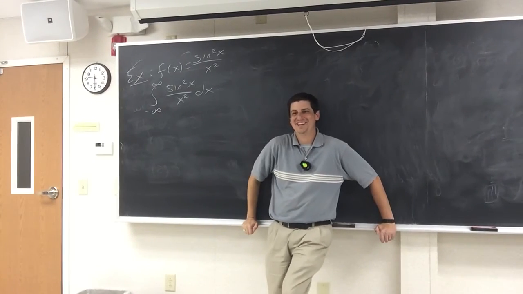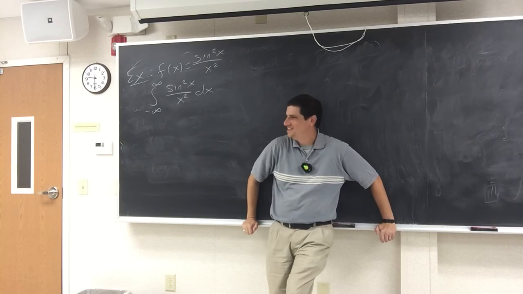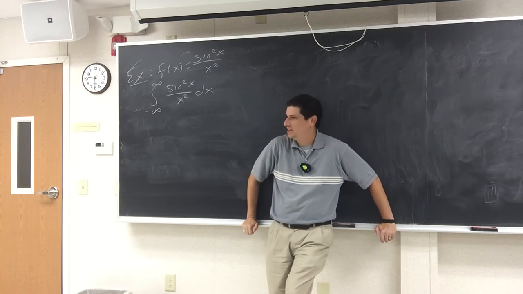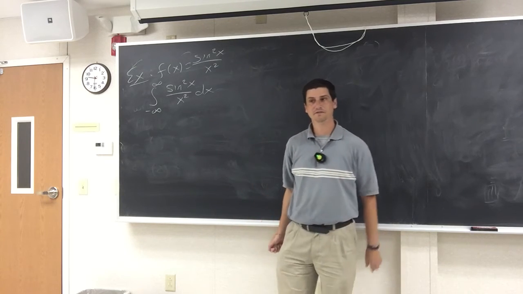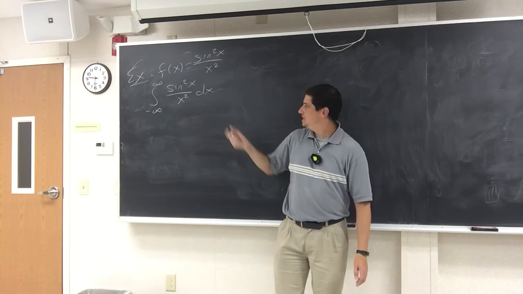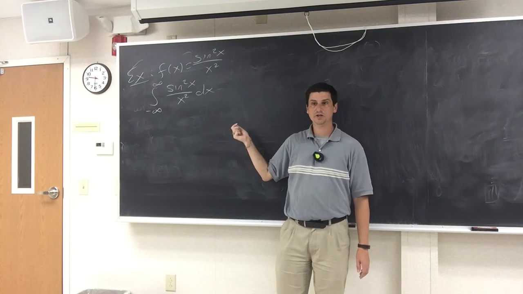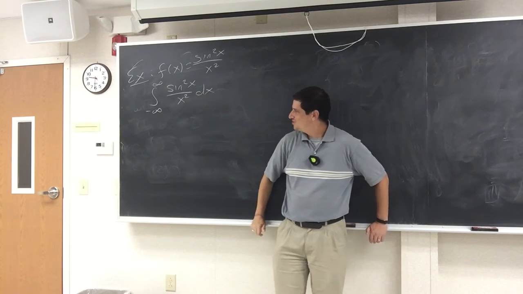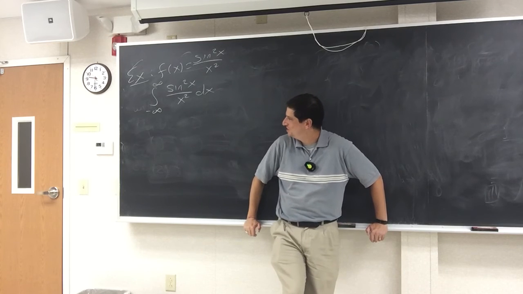What's the first thing you should ask? Does it exist? It blows up at 0, so I need to check that, and I need to check how it decays. Is it decaying fast enough? Yeah, it's decaying like 1 over x squared, so that's fine. Near 0, what's sine of x over x? 1.